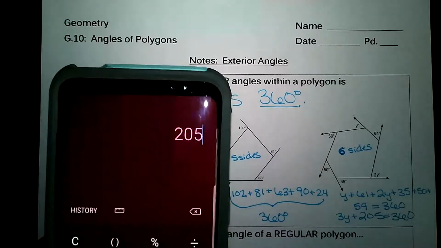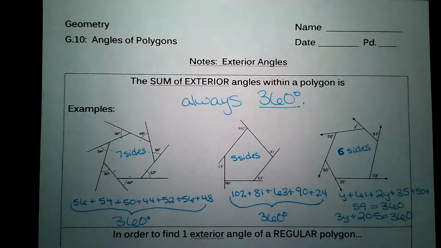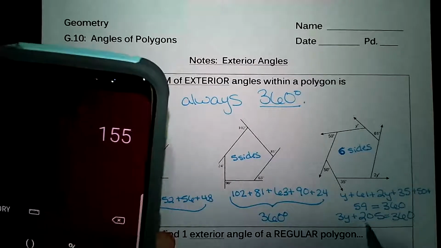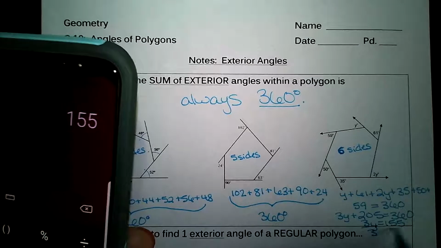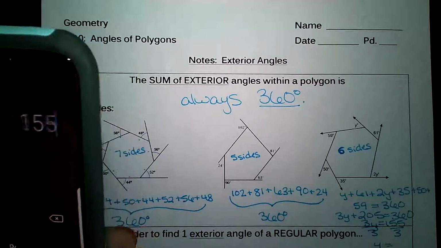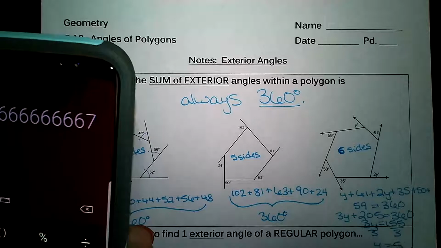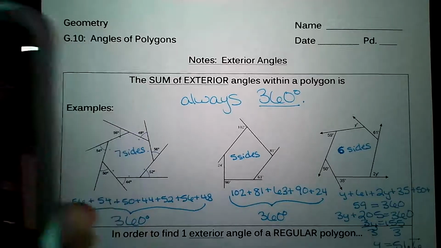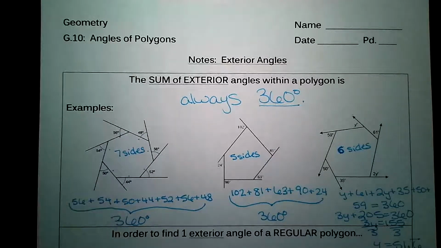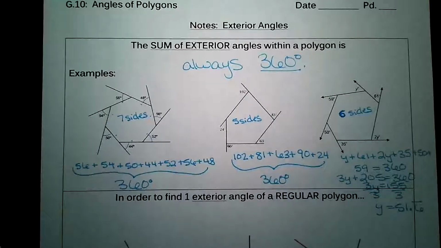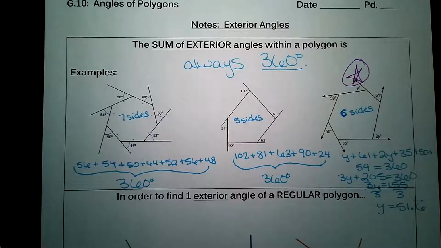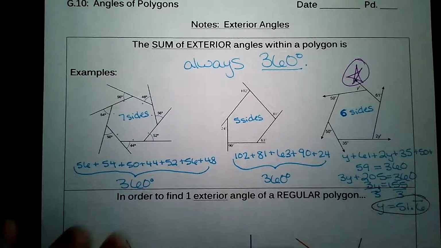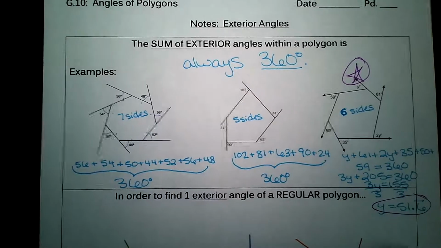Now it's a very simple equation for us to solve. I'm going to subtract the 205. I get 3y equals 155 and divide by 3. So y equals 51.6 repeating. Put a giant star on that. That is a great example of how to use the sum of exterior angles of a polygon. All right, let's move on.